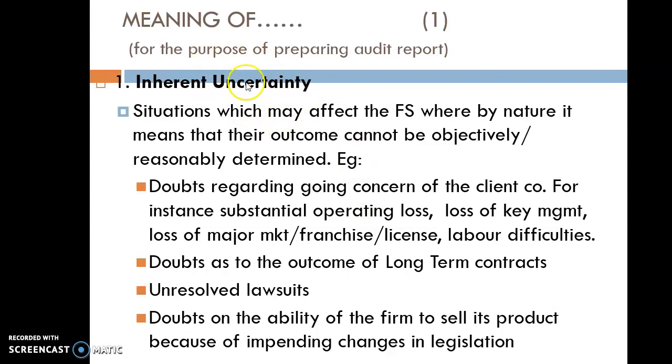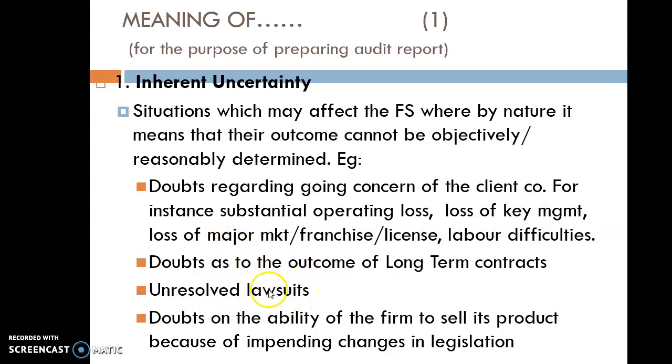Okay, inherent uncertainty. What does it mean? It is a situation which can affect the financial statement in that the outcome cannot be objectively or reasonably determined. For example, any doubt regarding the going concern of the client company. The auditor doubts that the company can continuously operate, due to operating loss or loss of key management, loss of major market, and then unresolved lawsuit.